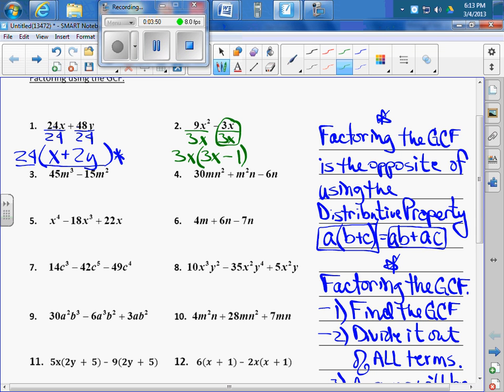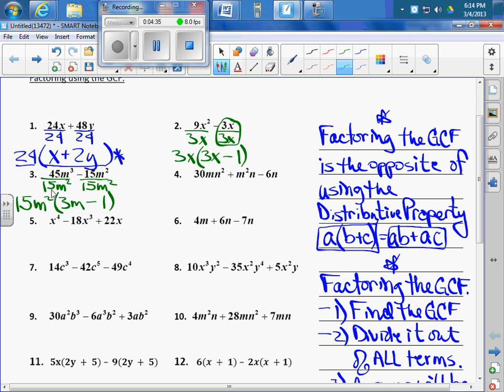In number 3, 45m to the third minus 15m squared. There is a 15 in common. Look at the m to the third and the m squared. What's the smaller exponent? Well, m squared. So 15m squared is your GCF. How do you factor it out? Well, you're going to write down your 15m squared, and then you're going to open up your parentheses and simply divide these two terms by 15m squared. So 45 divided by 15 is 3. M to the third over m squared is m. Bring down your minus sign. Again, you have 15m squared over 15m squared. Any number divided by itself is 1.